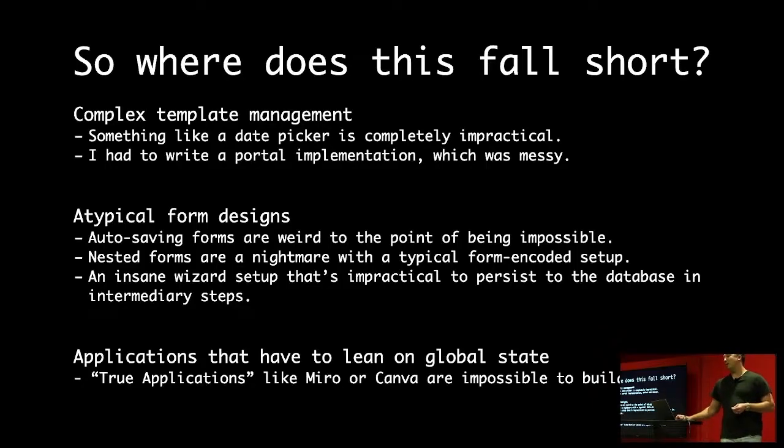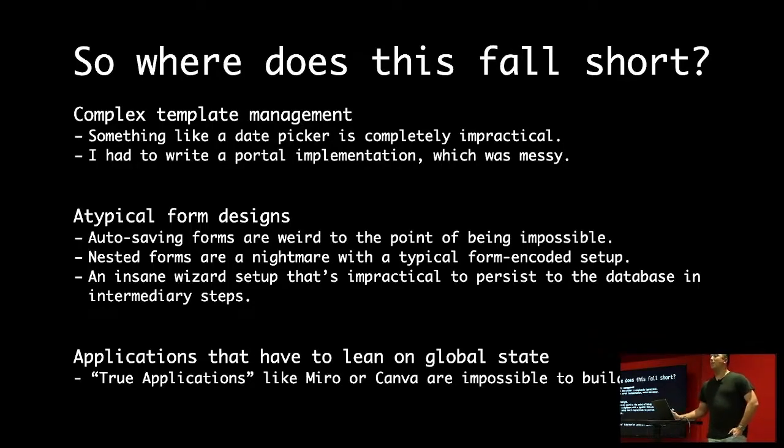Nested forms are also a nightmare. Form-encoded responses are great. I think they're super easy to parse out, especially when you already have a web framework like Rails that helps you with that. The problem comes in when you're like, well, I've got this thing nested 5 layers deep arbitrarily, so now I have to do tree traversal. It becomes crazy. You don't get to flatten out the structure and just send it to the API like you would with React. So I'll tell you personally, anytime I'm writing a nested form in the future, I'm looking to mount React onto the page. And then the last thing is any insane wizard setup that's impractical to persist to the DB.